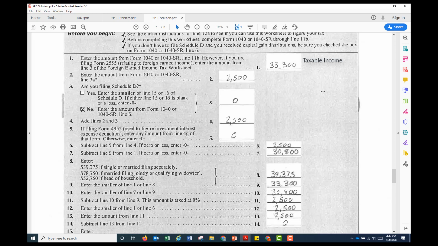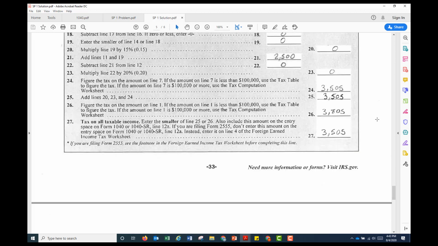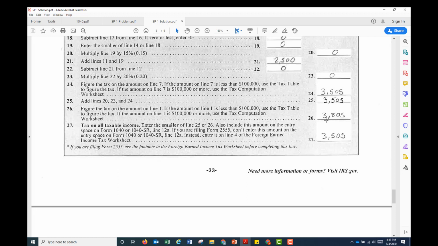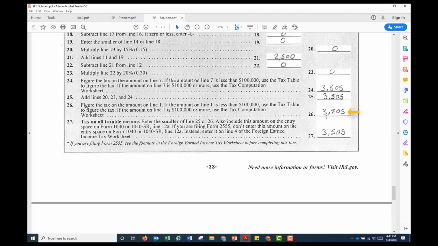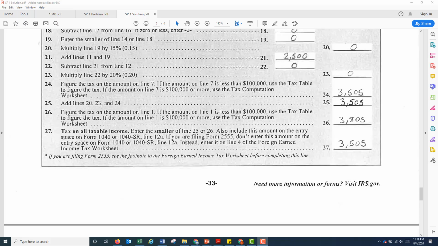Earlier on line 24, we looked up the tax on line 7, which is $30,800. That's the taxable income excluding qualified dividends. Now we are looking at one that's not excluding qualified dividends. And in the tax table, we would get $3,805. Then on line 27, it's the tax on all taxable income. Enter the smaller of line 25 or 26. Line 25 is smaller, so that's what gets entered on line 27.